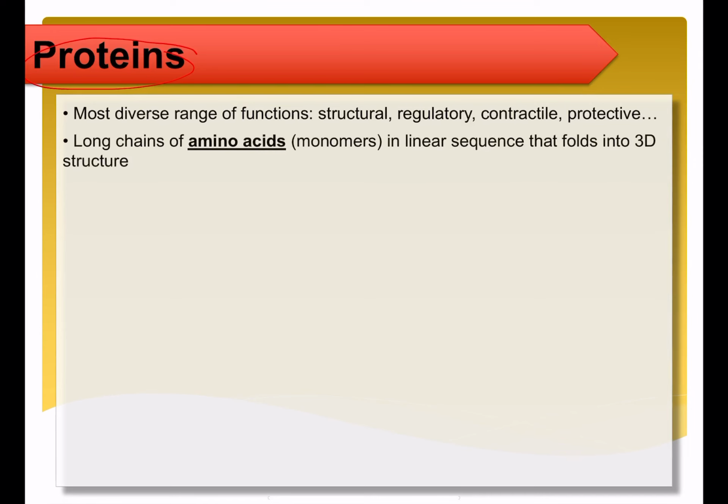Now, even though the functions and structures can vary quite a bit in proteins, the monomers that constitute the protein polymer are called amino acids. Okay, just as the monomers for carbohydrates are your monosaccharides, and your monomers for lipids depend on what it is. For example, for fats, we had glycerol and fatty acid chains. So the monomers for proteins are amino acids.